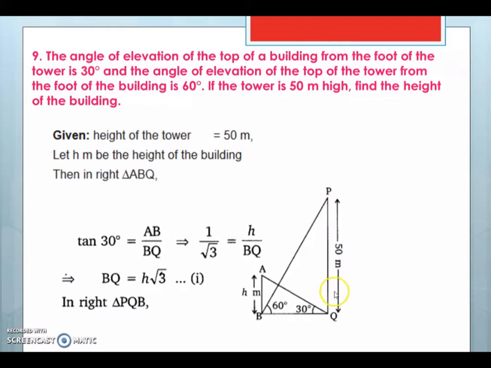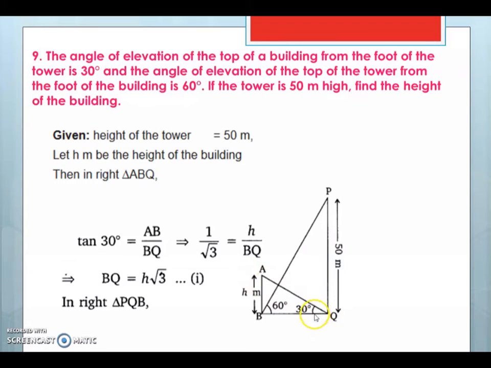So there is one tower and one building. Tower's height is given as 50 meter. Building's height we don't know. So we will take it as h meters. So let PQ be the tower, that is 50 meter high, and AB be the building, which is h meters high.